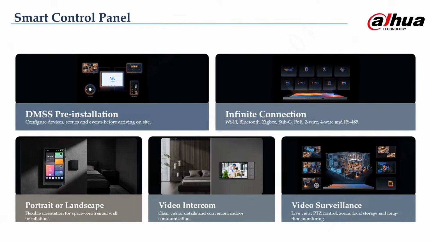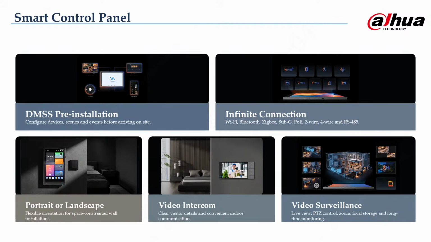What is also important about this one and makes it really interesting: if you install the latest firmware, the smart control panel will support the pre-installed DMSS. So you have DMSS running on this device, and if you log into this DMSS using your account, you can manage your system easily. It supports portrait and landscape installation. Of course, it supports video intercom, and it has a video surveillance feature.